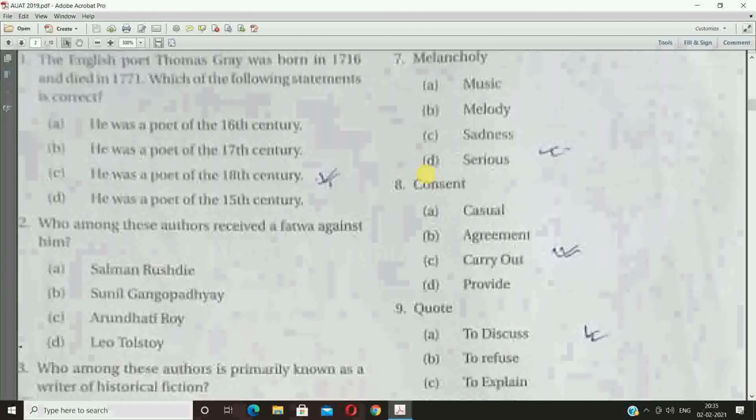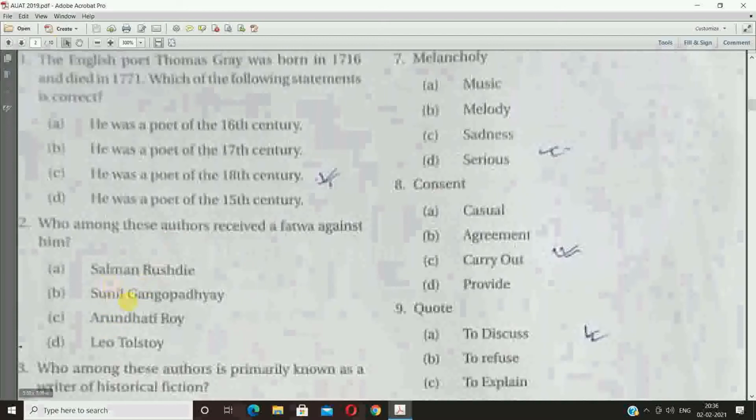The first question, you see, is a very basic question. If a poet was born in 1716 and died in the same century, then it would be the 18th century. If you know the history, you will be able to answer this question. And even if you do not know about these writers, you can answer this question as well. The second question is: who among these authors received a fatwa against him?